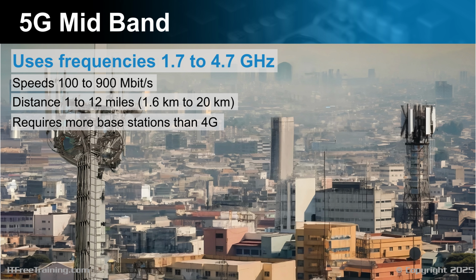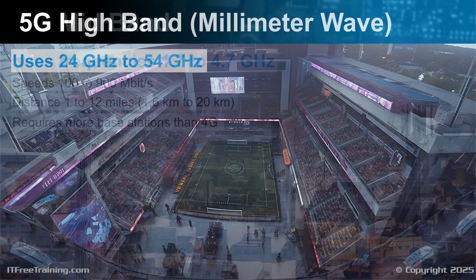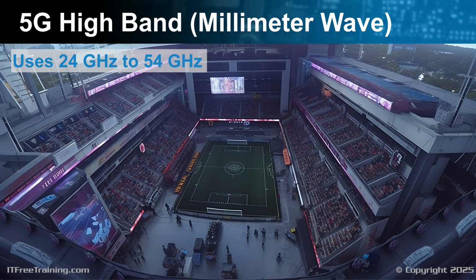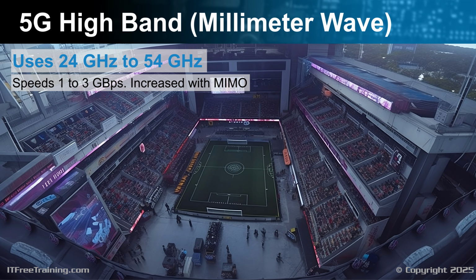Let's next have a look at the highest speed 5G has to offer. High band uses the highest frequency that 5G offers. This is known as millimeter wave. Having such a small wavelength allows a lot of data to be packed into the wave. This allows for speeds of 1 to 3 gigabits per second.